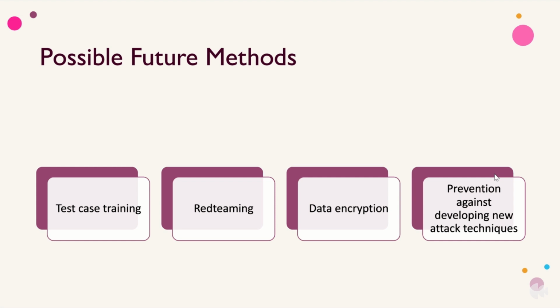Next up is with the training data. Encryption methods are being put in place in order to further protect the training data from being modified or replaced. And then one final thing that developers are doing is they're currently trying to prevent attackers from developing new attack techniques using their AI models through their security measures.